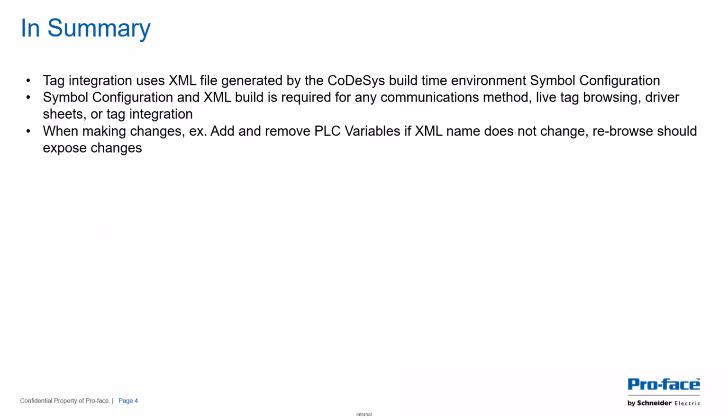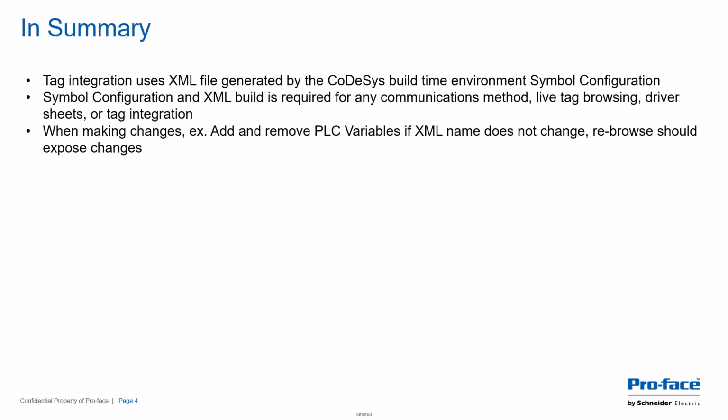Okay, so in summary, tag integration is using that XML file that was generated by the CoDeSys build time environment symbol configuration, right? The symbol configuration in the XML build is required for any communication method. So whether you're using live tag browsing, driver seats, or tag integration, it all hinges on the symbol config in the XML file. And when we're making changes, for example if we add or remove PLC variables, if the XML file name does not change and you simply replace the XML file, when you rebrowse in Blue Open Studio, in other words, when you go back into Blue Open Studio, effectively there's a new XML file.